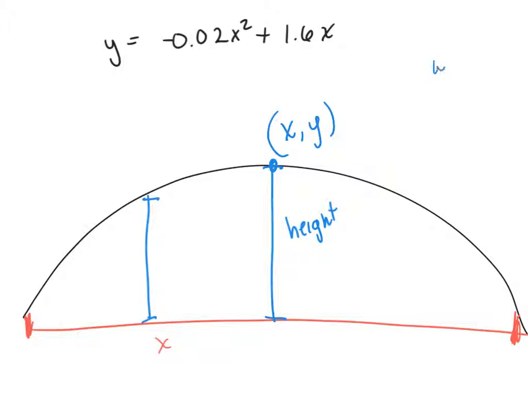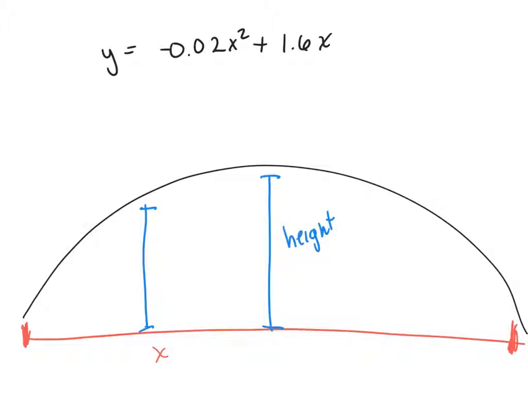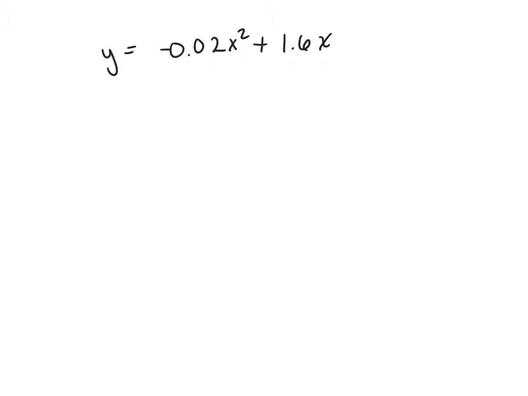So if I asked you, what is the maximum height of the airplane hangar, you would really be asked to find the value of y at the vertex. So in order to find that value of y at the vertex, remember that what you're going to do is find the x value, which is the axis of symmetry, and then once you find the x value, you are going to find the value of y at that point, or at that location. So let's start with the axis of symmetry equation.